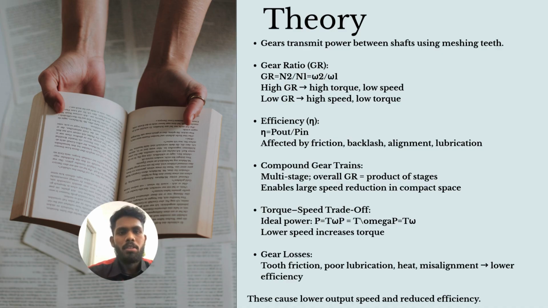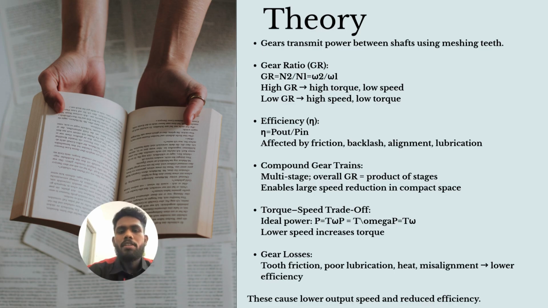Today I'm going to present the theory of our project, our presentation for the lab, which is the computerized gear system. So basically, a gear system transfers power and motion between rotating shafts using machine teeth. It allows us to change speed, torque and direction of the rotation.